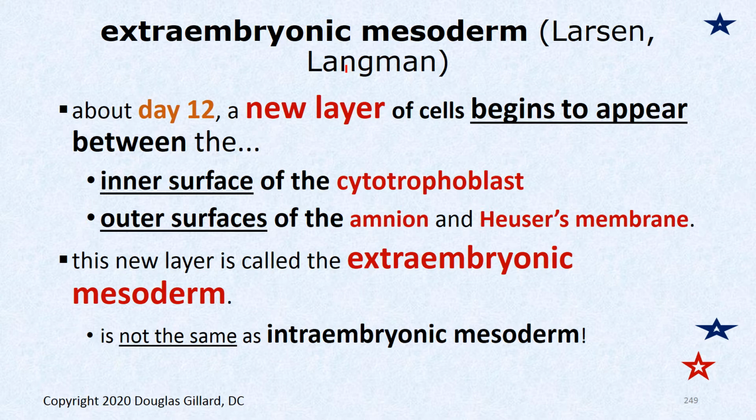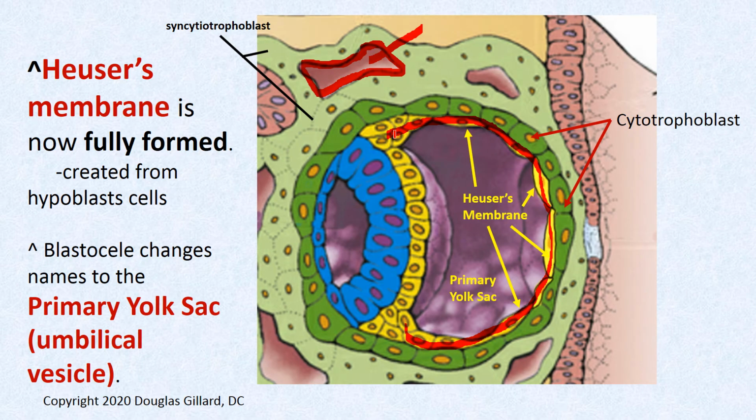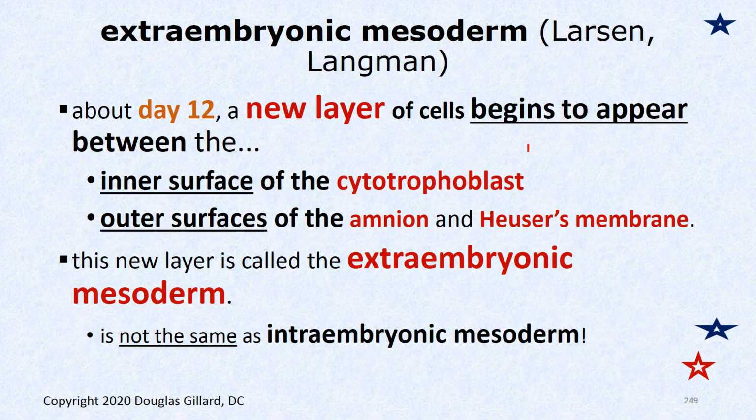The extraembryonic mesoderm is the next important thing that happens. So about day 12, so we're kind of winding down week 2, a new layer begins to appear. And it appears specifically on the inside of the cytotrophoblast and then on the outside of Heuser's membrane. Right now, those two layers are together, right? See, here they are. There's Heuser's membrane in red, cytotrophoblast. So a new layer is going to grow right between here, and it's really going to grow thick. And that new layer is going to be called the extraembryonic mesoderm. You shouldn't just call it mesoderm, because we're going to have an intraembryonic mesoderm that we're going to talk an awful lot about as time goes by.